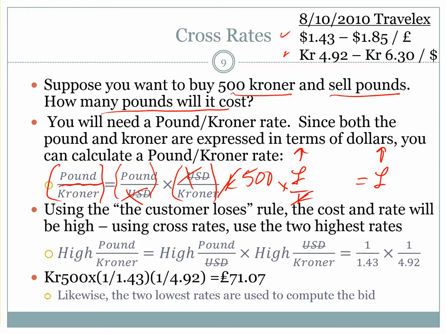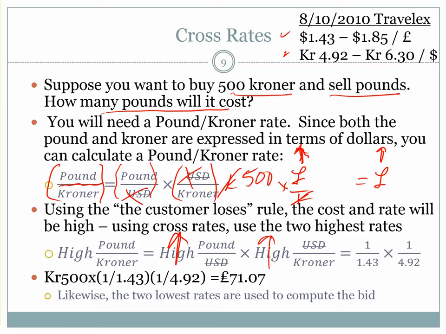The problem is with bid-ask, there are 2 pound exchange rates and 2 crown exchange rates. Now, if you use the rule the customer always loses, this is the way you can solve it using bid-ask exchange rates. I'm going to pay the highest pound per crown exchange rate. So it's going to be the highest pound per dollar times the highest dollar per crown.